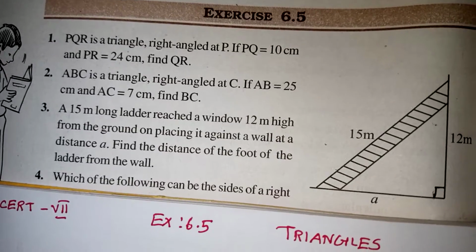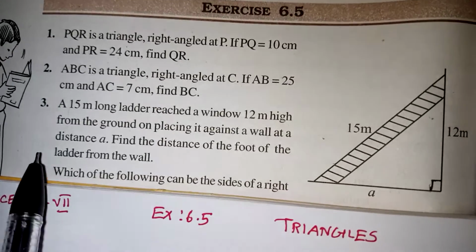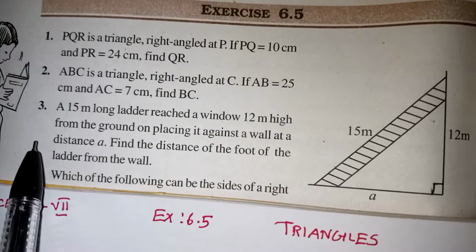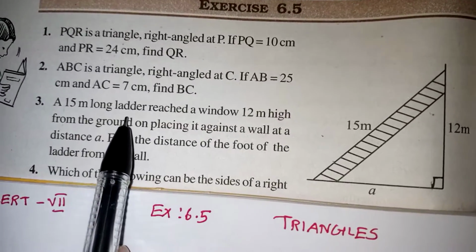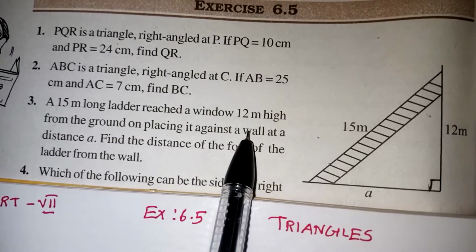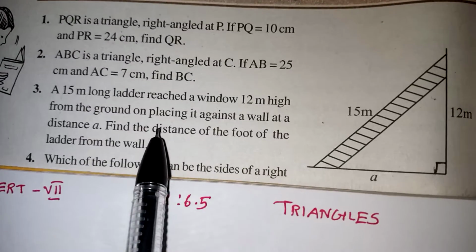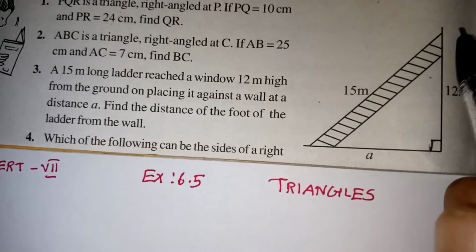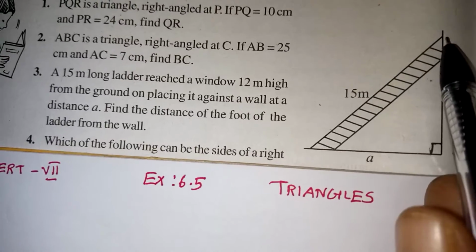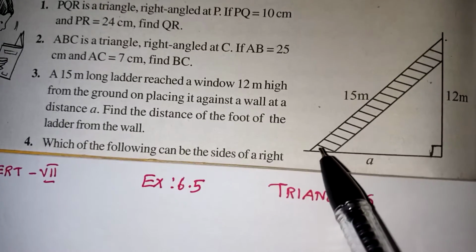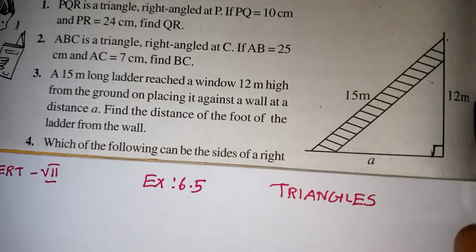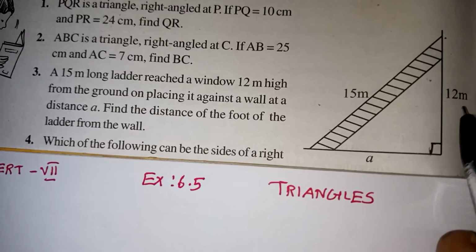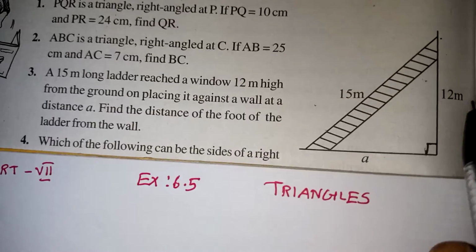Hi students, in this video we are going to learn question number 3 from exercise number 6.5. A 15-meter long ladder reached a window 12-meter high from the ground and placed it against the wall. So they have given the diagram here. This is a wall, here is the window. They kept a ladder that is 15-meter long. The window is at the height of 12 meter from the ground.